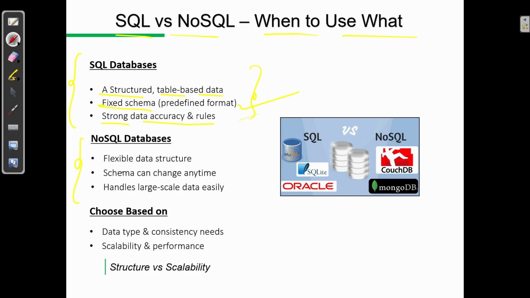And a NoSQL database has a flexible data structure. Okay. The schema can change anytime, and it handles large-scale data easily. So this is basically what a SQL database and a NoSQL database are in a nutshell. And if you look here, when to use what depends on the data type and consistency which is needed, and scalability and performance according to that particular need, right? Let's deep dive into a more in-depth explanation.